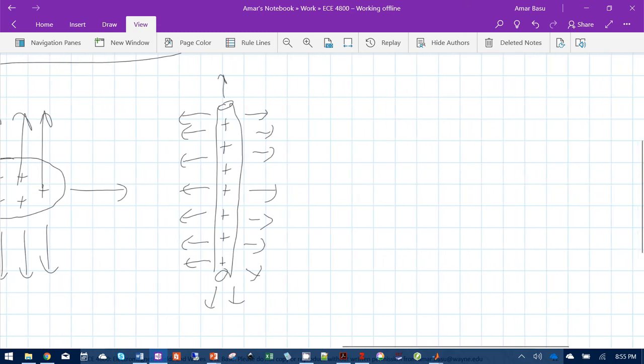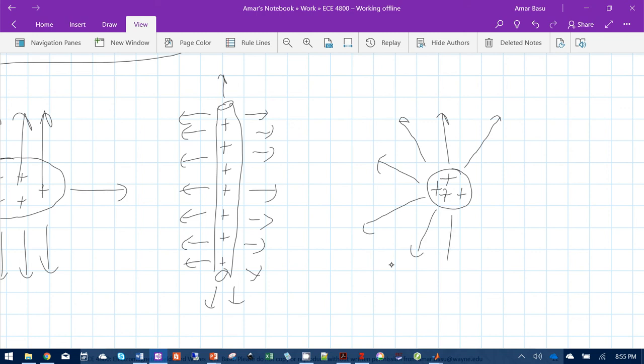All right, what if we have a spherical ball of charge? Let's say we have a bunch of charges in a ball like this. What direction are the field lines going to point? Yeah, exactly, kind of like the sun. Very similar to a single point charge.